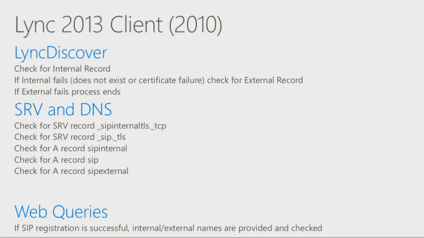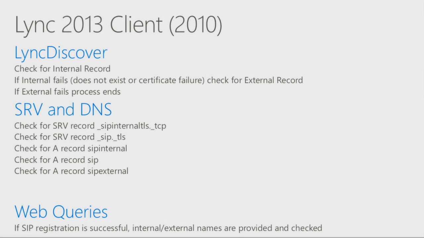First we're going to check for an internal record, which means we're looking for Lync Discover dot whatever your SIP URI namespace is, right? So if I am Bob at Contoso.com, I'm looking for Lync Discover dot Contoso.com, A record, internal. Does that exist? Yay. Okay, we're on the internal network. I can get my discovery. I start my process. Things go.